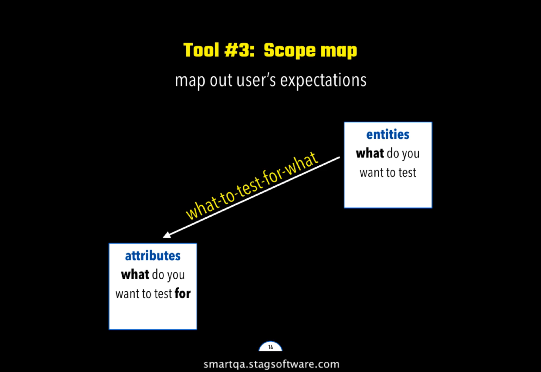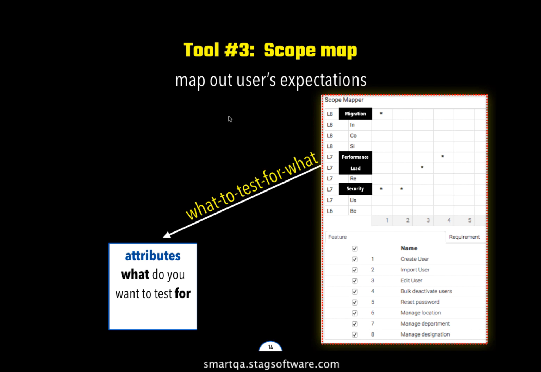The second map is a scope map to understand the user's expectations of the various entities. So we are mapping what to test for what. What to test is entities, for what is really the attributes, and that's all we're trying to do, map out users' expectations.